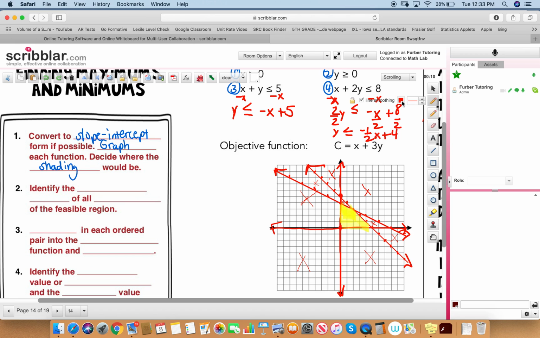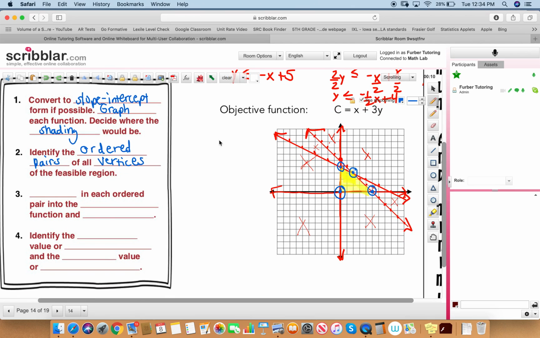So now that I have my feasible region in there, my next goal is to identify the ordered pairs of all the vertices. So this is a vertex, this is a vertex, this, and this. And so I have to identify those ordered pairs. So I'll just go ahead and write those over here.